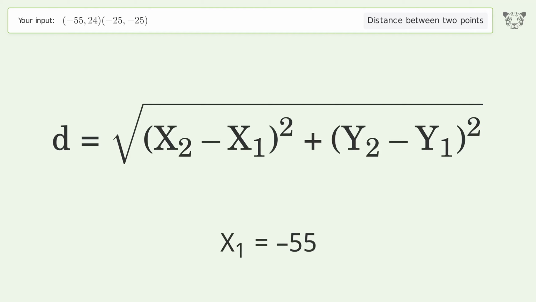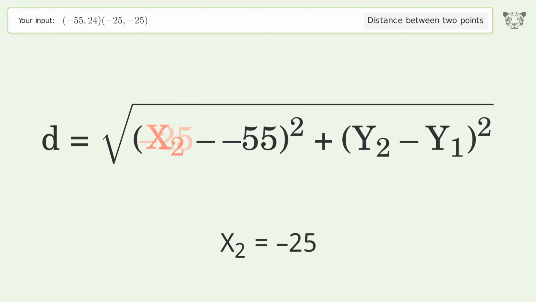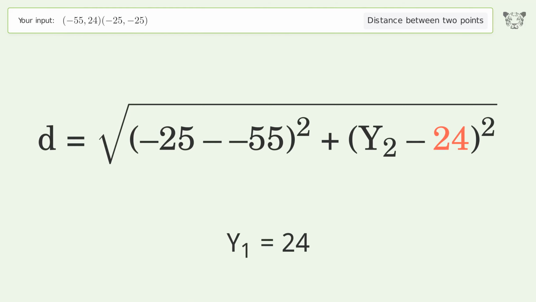x1 equals -55. x2 equals -25. y1 equals 24. y2 equals -25.